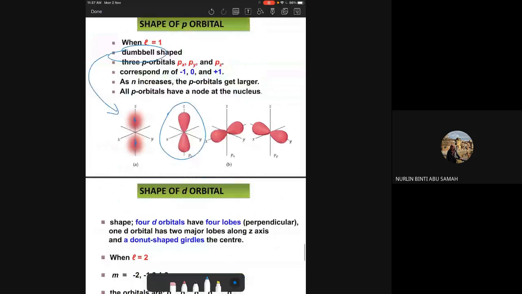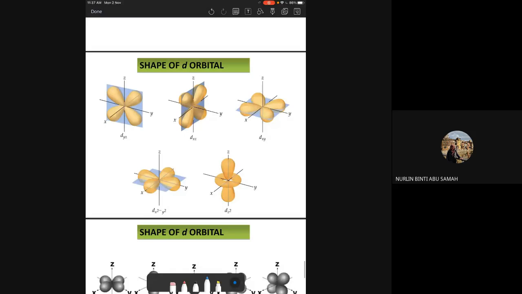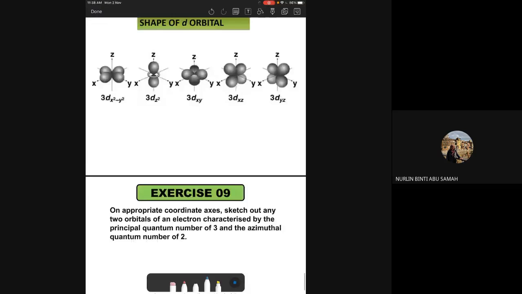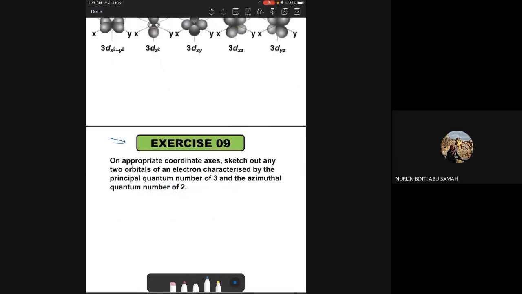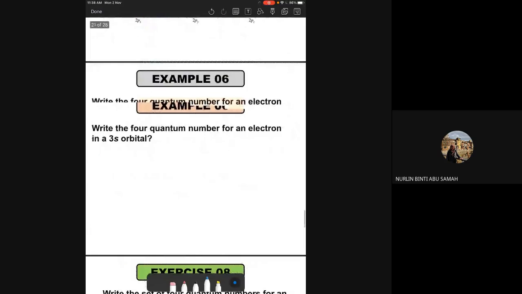Okay, so for d orbital, dia bentuk macam ni. Dia ada 5 potential orbital, okay. So elektron akan terisi dalam ruangan ni, dalam d orbital ni. So this is the shape for d orbital. So untuk exercise 9 ni, tak berapa penting, not important. It's just for your information only. Okay, so that's all for 3.2.